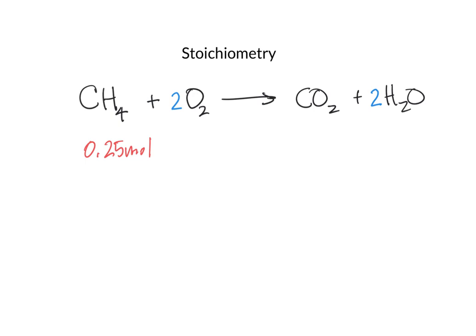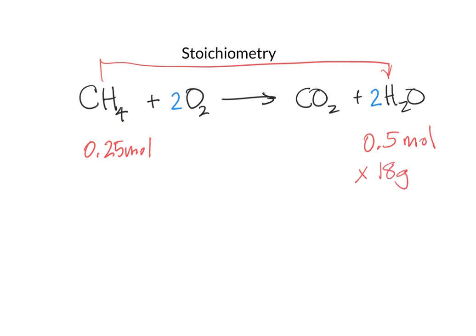Well, since it's a 1 to 2 ratio of methane to water, I know that I'm going to get 0.5 moles of water, but I need to convert that to grams. And the way we do that is we multiply by its molar mass. And the molar mass for water is 18 grams per mole. And so I would get 9 grams of water.